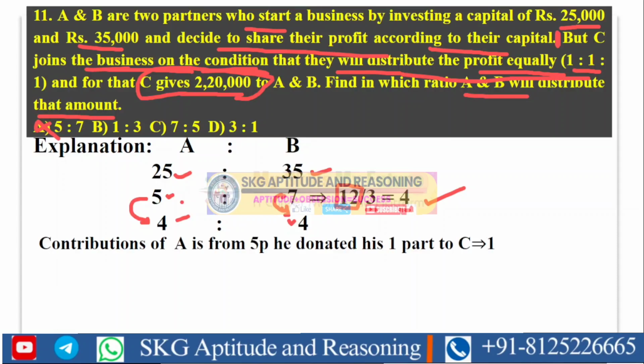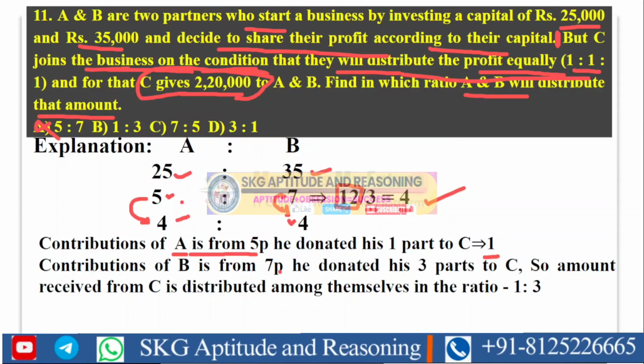See here. A gets 5 parts, as he donated 1 part, so C will get 1 part from A. And from B, 7 parts, he donated 3 parts to C. So the amount is distributed in the ratio of 1 is to 3. He gave 1 part here and he gave 3 parts. What is asked is to find in which ratio they will distribute the amount.